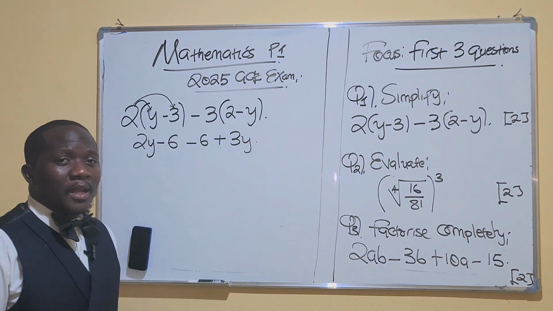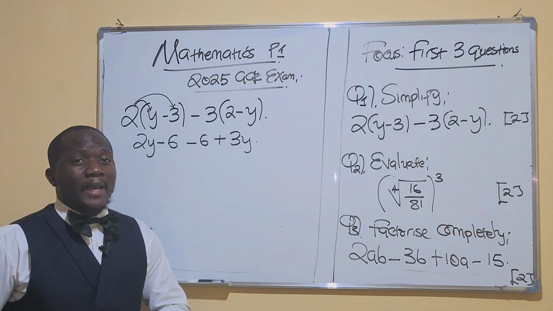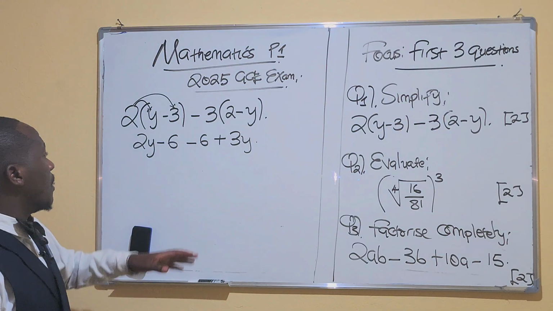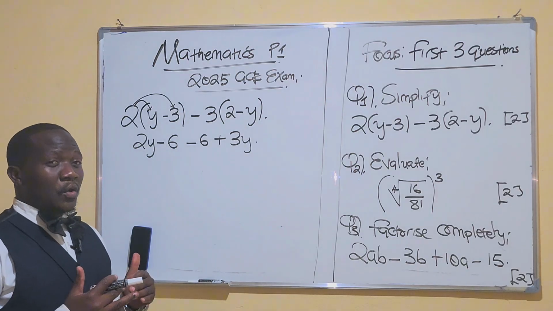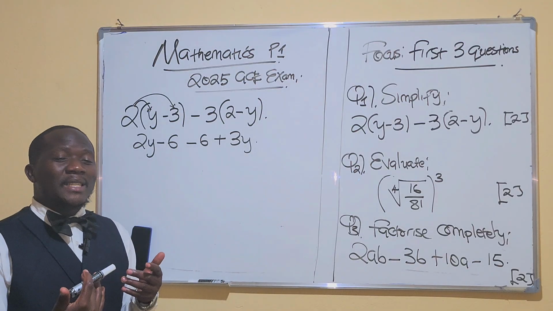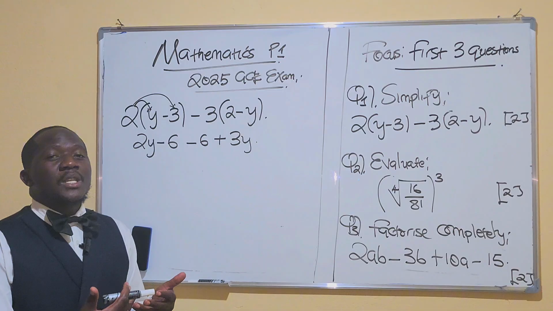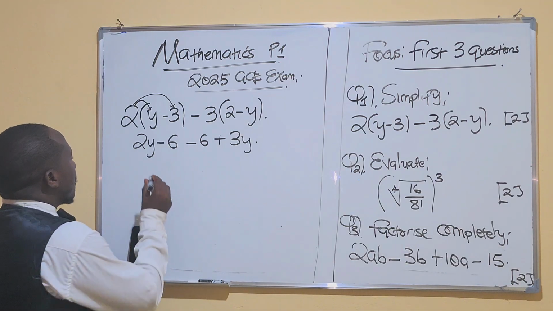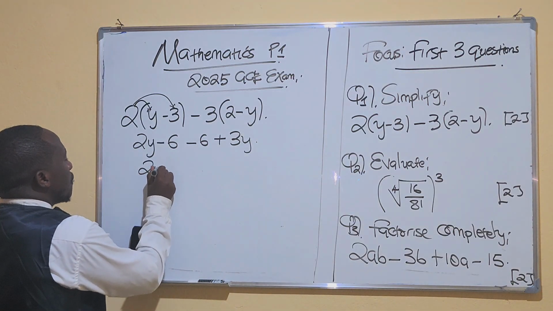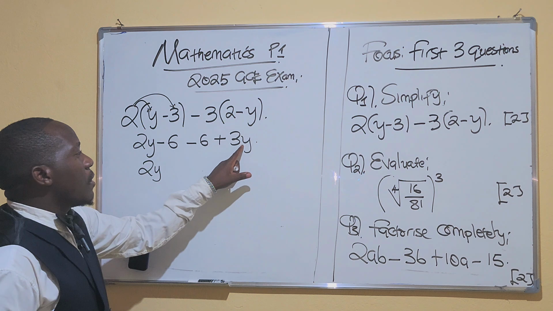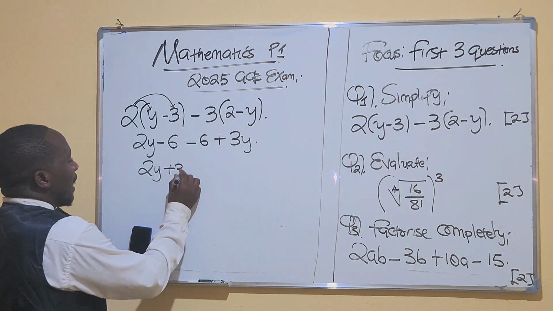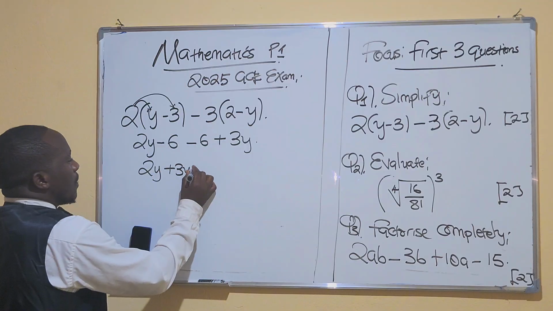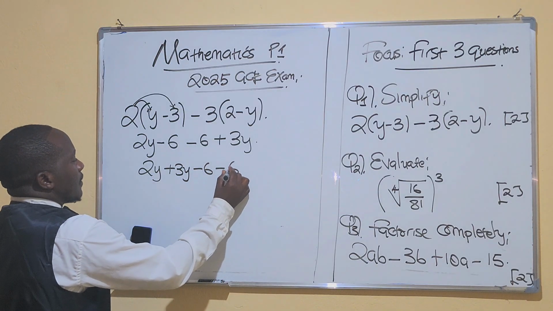Now that we have expanded, it means we can now collect like terms together. But remember that this is an expression and not an equation. So none of the terms, when collecting terms, is going to change its original sign. So here we're now going to say this is a 2y. If I'm to pick 3y, I'm supposed to pick with a positive in front, so I'm going to say plus 3y. Then I'm going to say minus 6, then minus 6.